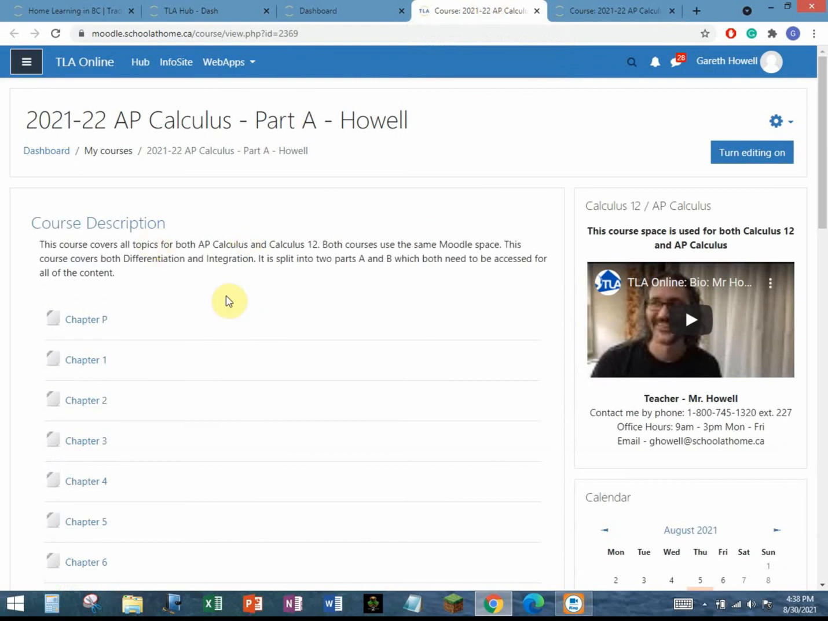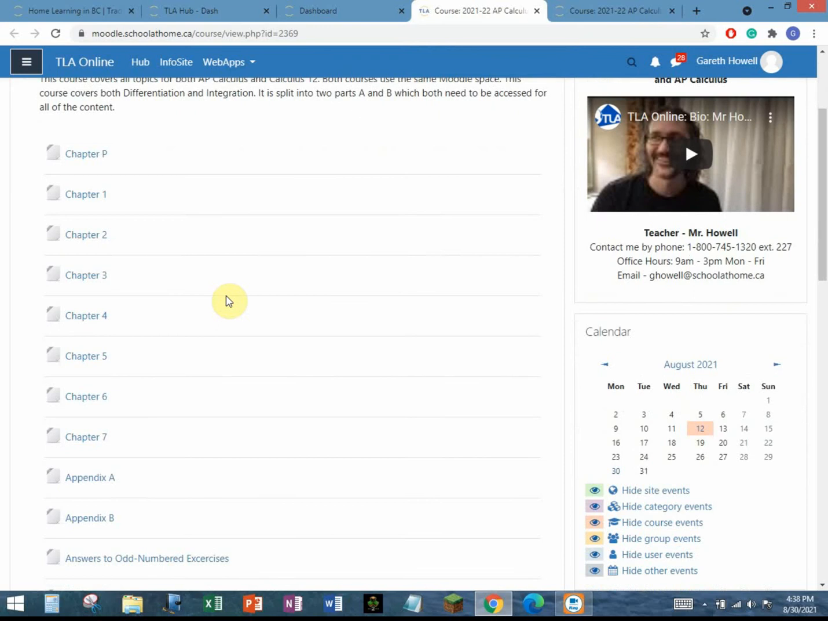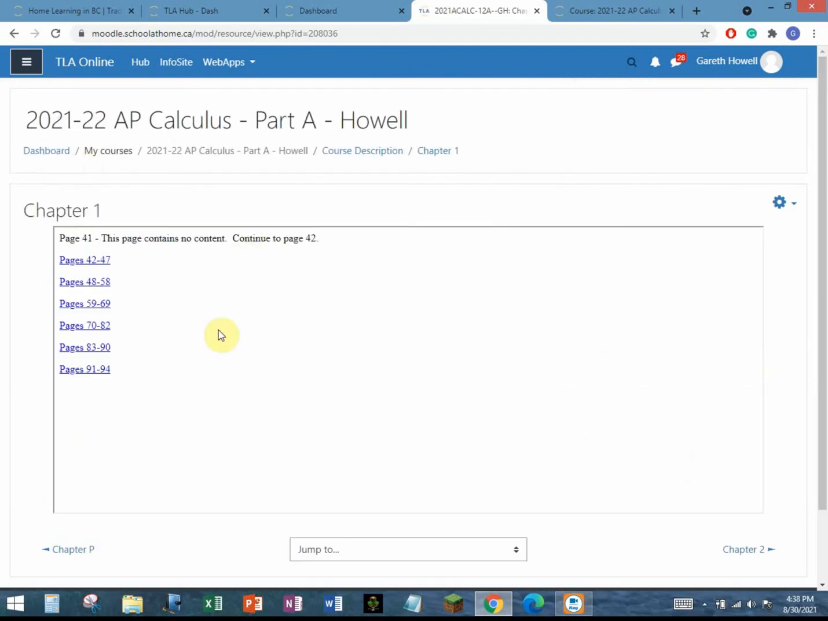You'll notice under the course description a fully online textbook. The textbook is broken into 7 chapters. Each link for the textbook also has the page numbers that are included. For example, when you click on page 1, it has a breakdown of each page section, so it's much easier to navigate that way.